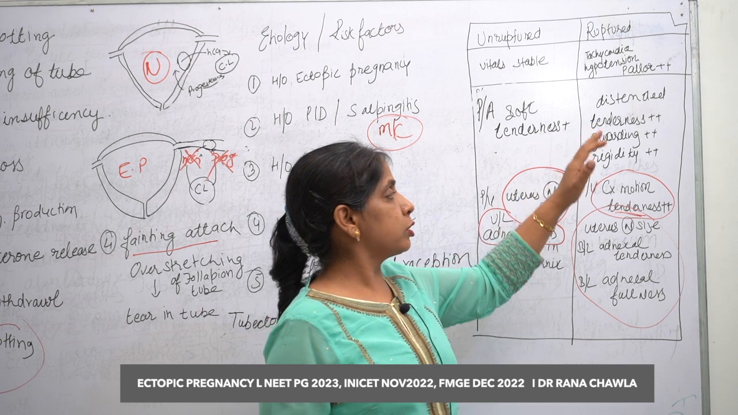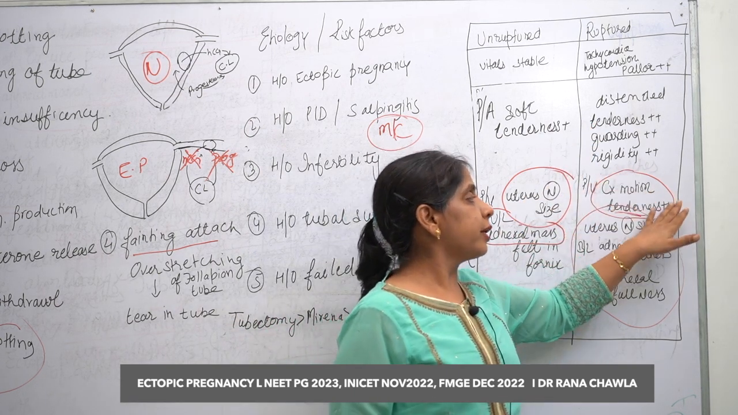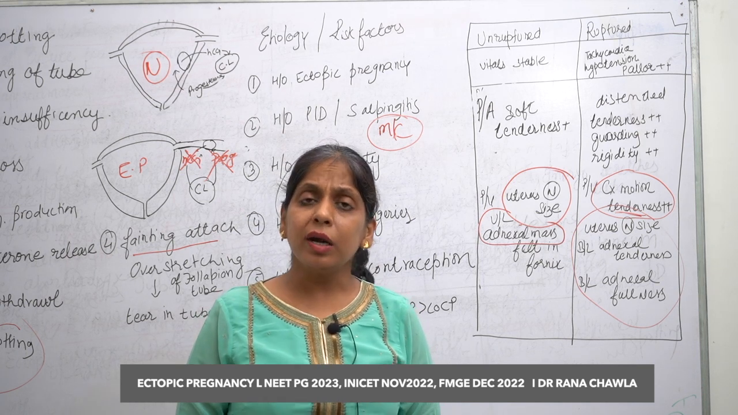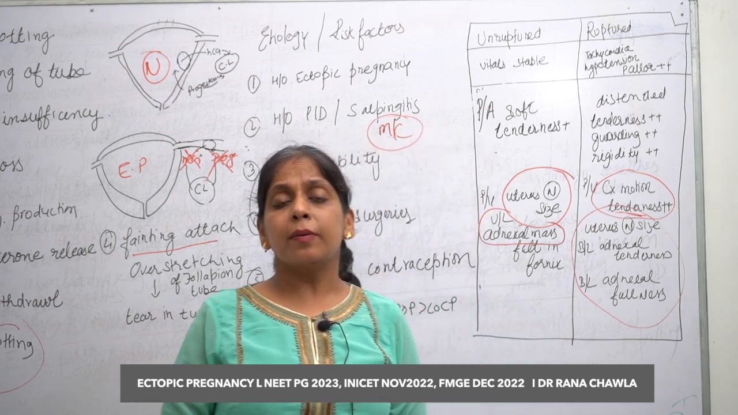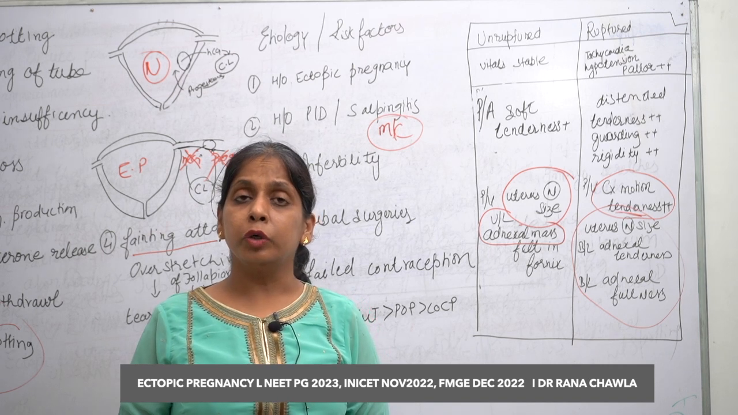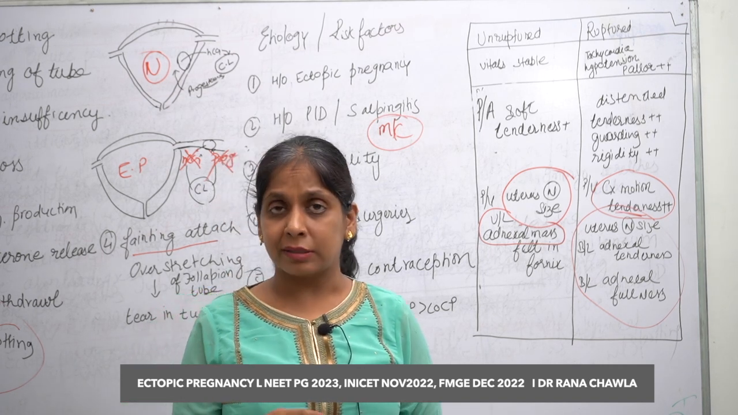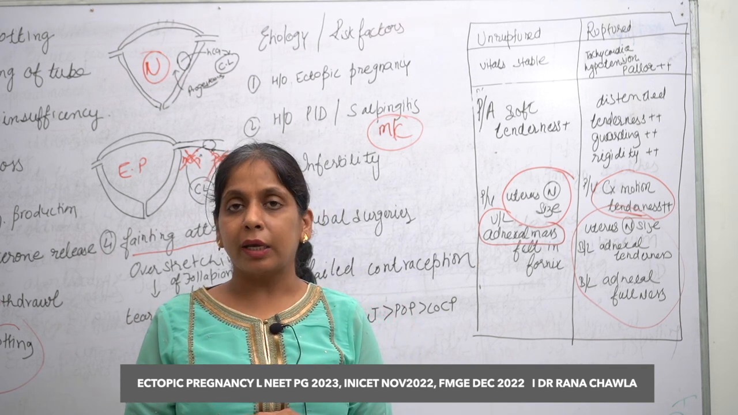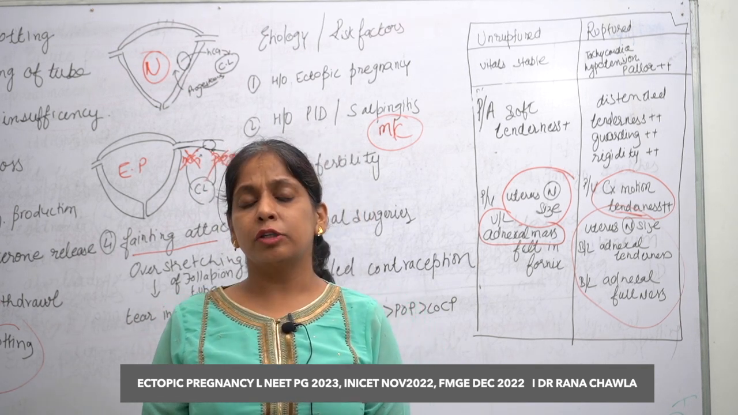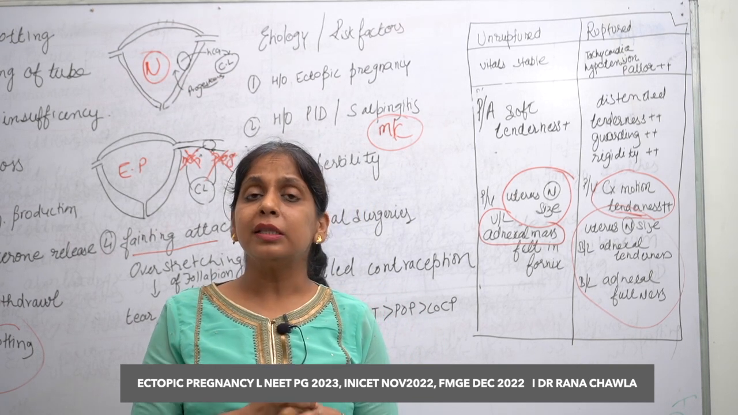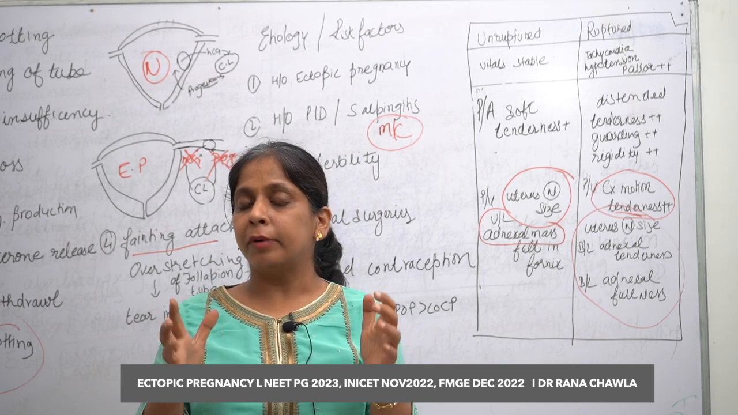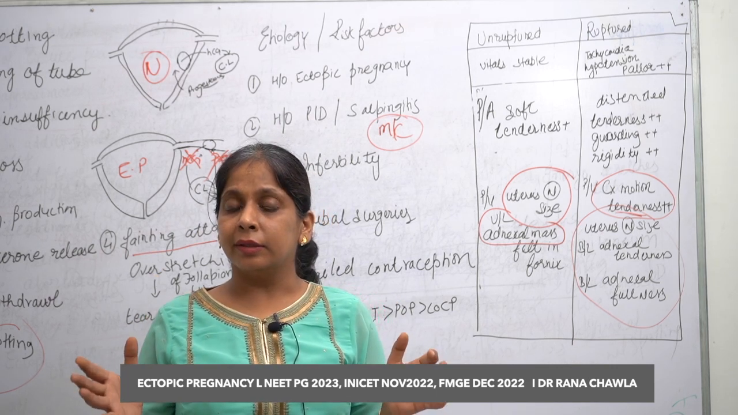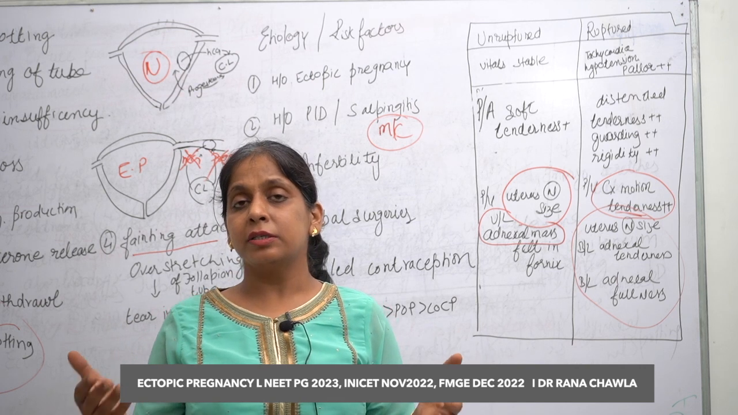What happens in the case of ruptured ectopic? In the ruptured ectopic, there is cervical motion tenderness. What is cervical motion tenderness? Cervical motion tenderness means when doing the PV, we move the cervix, then the patient feels tenderness. Okay? Why is the tenderness there in case of the ruptured ectopic? Because in the ruptured ectopic, there is a lot of blood in the peritoneum, and it is already irritating the peritoneum and the patient is feeling pain.